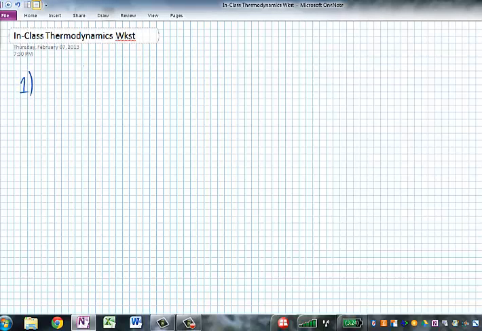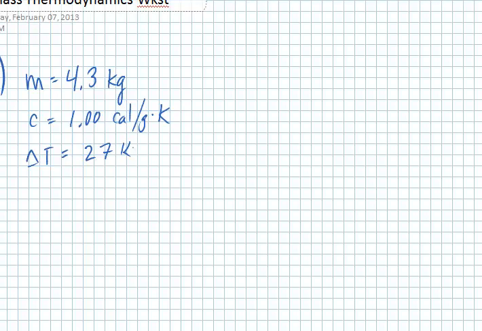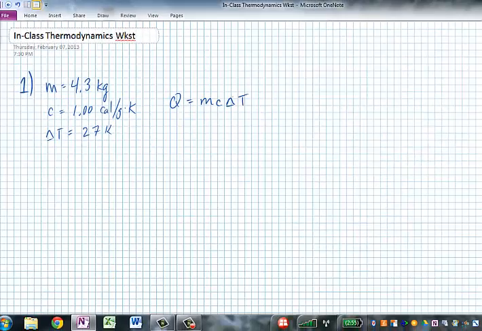How many calories would it take to heat 4.3 kilograms of water from 278 Kelvin to 304 Kelvin? Well, since we're dealing with water, we know that the specific heat is 1 calorie per gram per Kelvin, and that change in temperature gives us 27 Kelvins. Okay, so plugging those numbers into Q equals mc delta T will give you the correct answer.